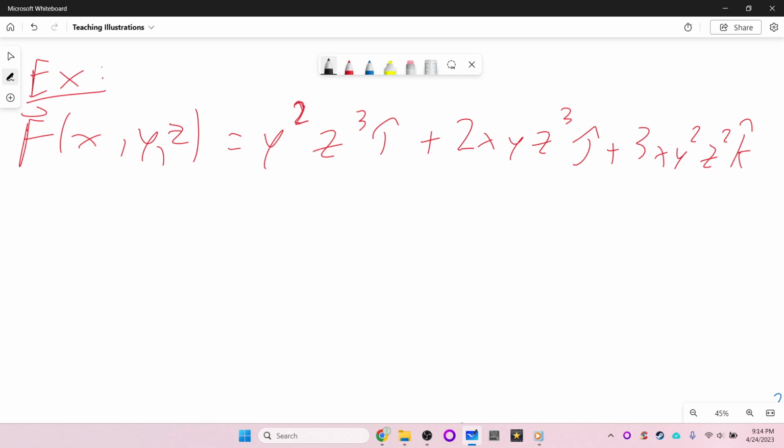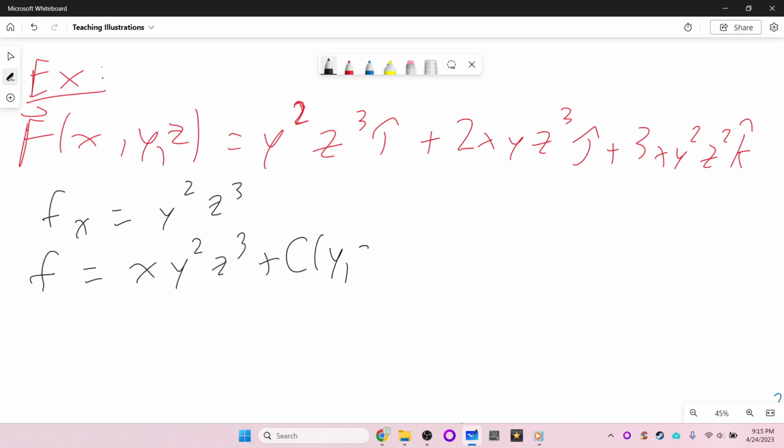So little f_x would be y squared z cubed. So then f would be the x integral of this, which would be x y squared z cubed plus a constant function of y and z. That is, it's a function of y and z, but as far as x is concerned, it's constant. If we increased x, this c part would stay the same.